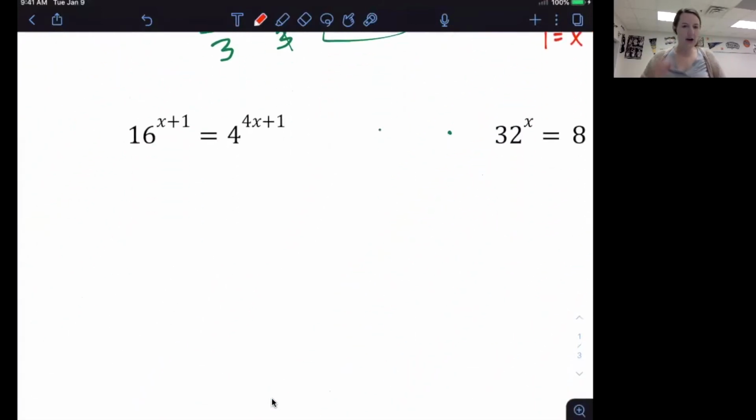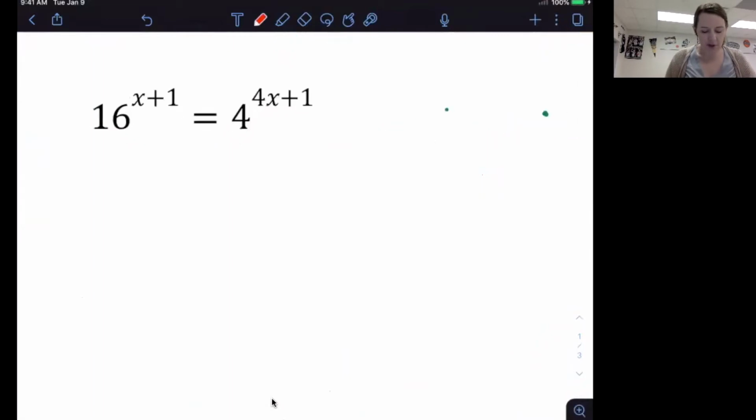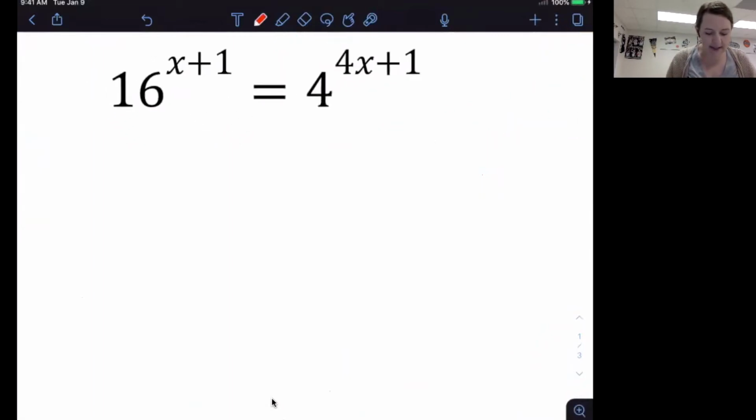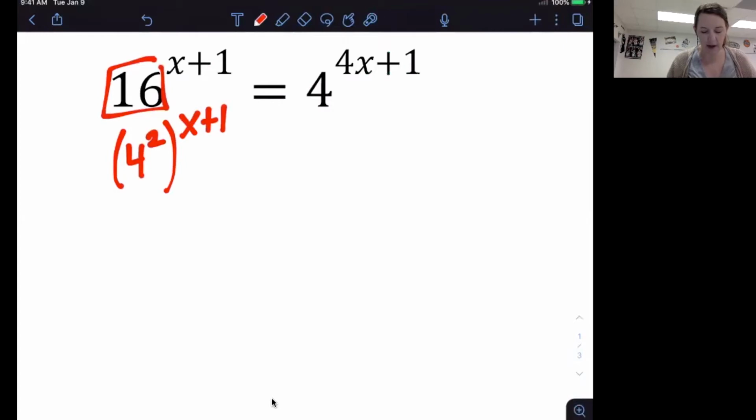Okay, coming down here, I've got 16 to the x plus 1 power equals 4 to the 4x plus 1 power. So I know that I can rewrite 16 as 4 squared. And then that just replaces this. I still have x plus 1 power equals 4 to the 4x plus 1 power.